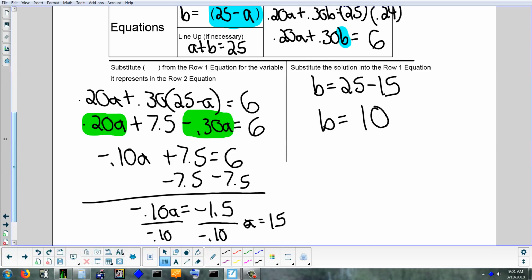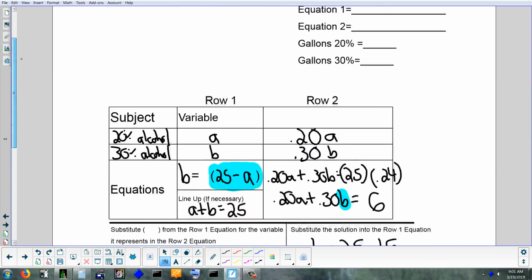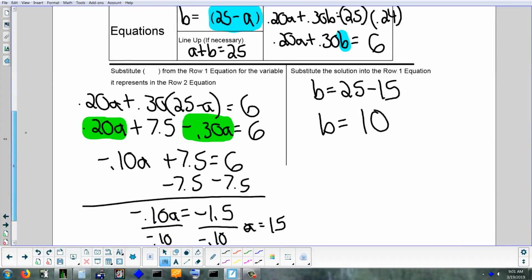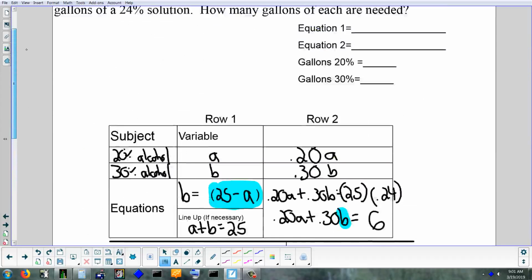So now what I'm going to do is go up and fill in my information. I got 15 and 10. My equation 1 is right here. B equals 25 minus A. My equation 2 is right here. 0.20 A plus 0.30 B equals 6.